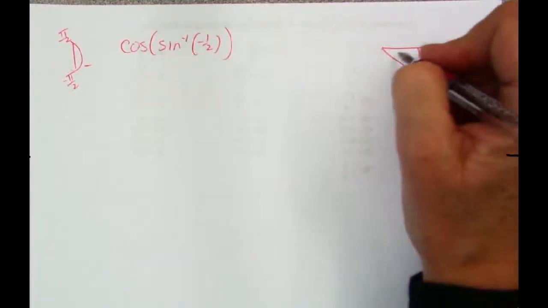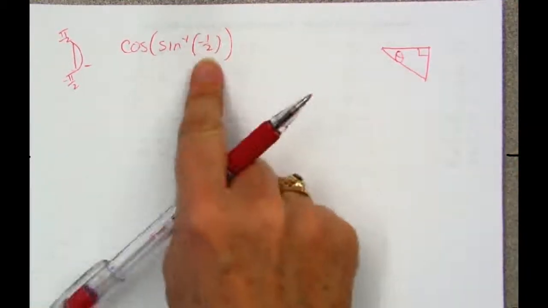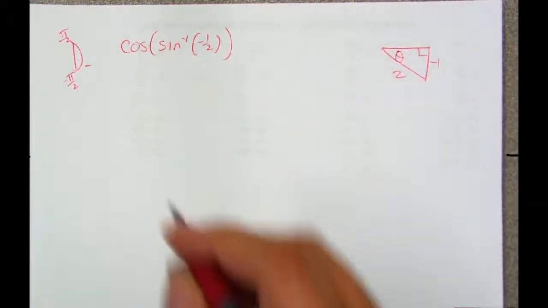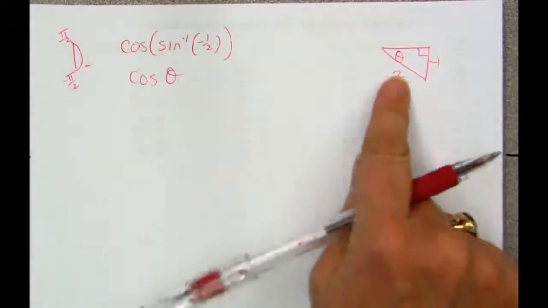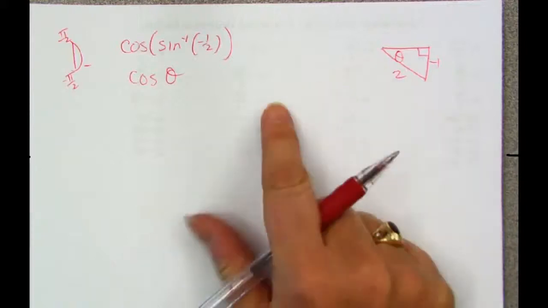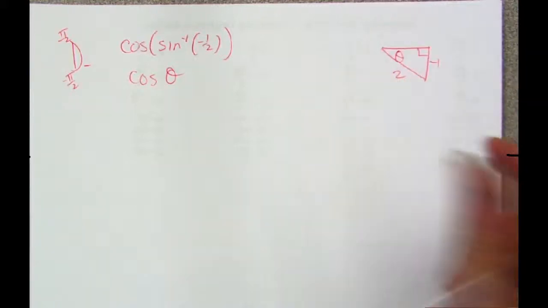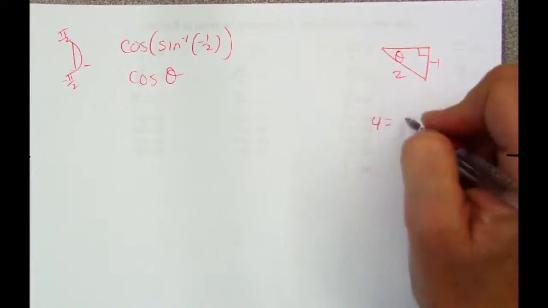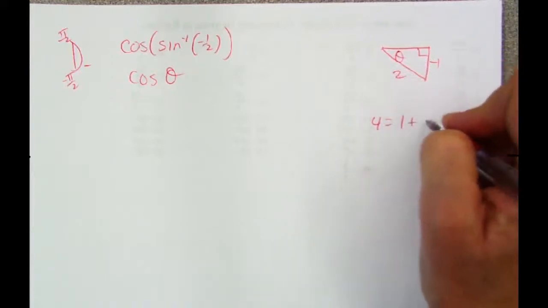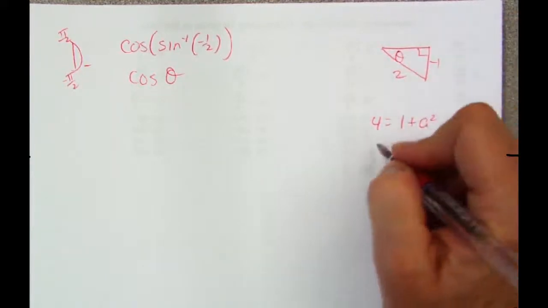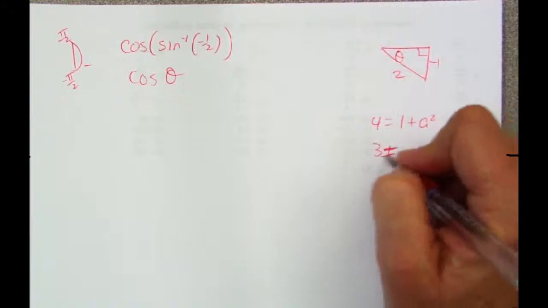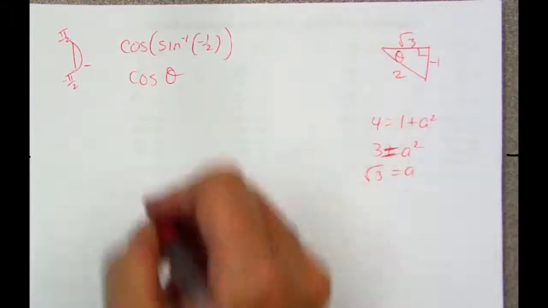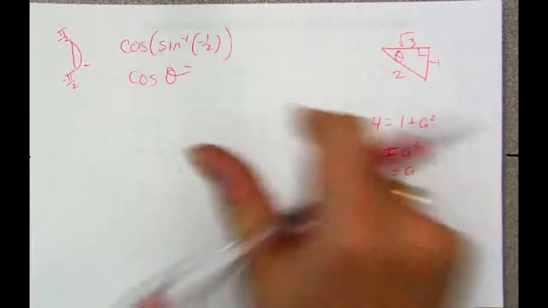This answer is going to be a theta. It's that theta right there. That's that answer. Let's see, so that's a negative 1 over 2. So cosine of that theta there. Cosine is adjacent over hypotenuse. I have to do the Pythagorean Theorem. The hypotenuse is 2, so 4 equals negative 1 squared, 1, plus a squared. That'll be my a. So 3 equals a squared, so a equals square root of 3. So cosine is square root of 3 over 2.